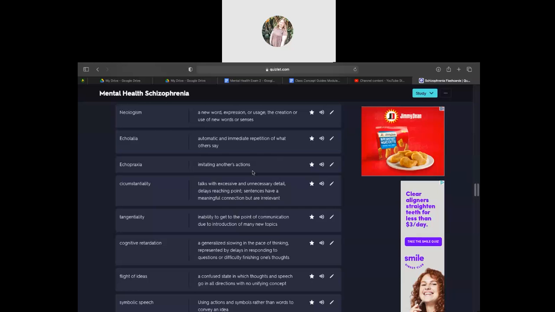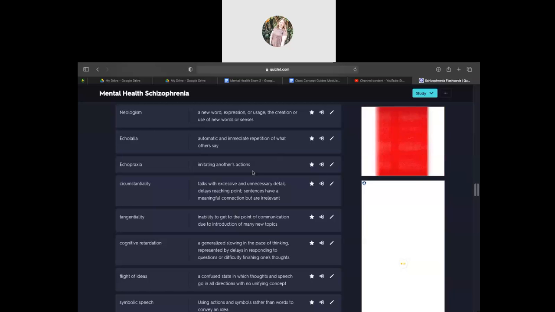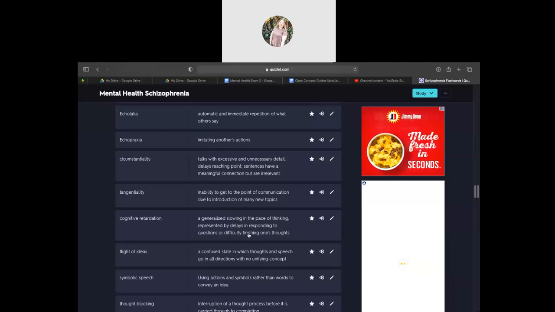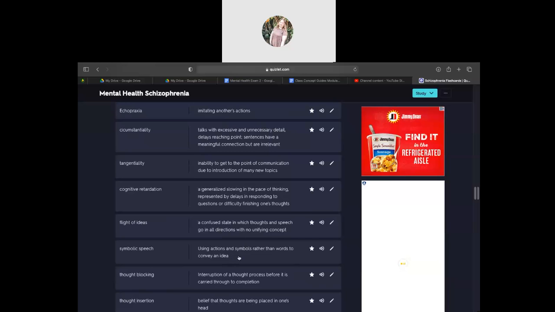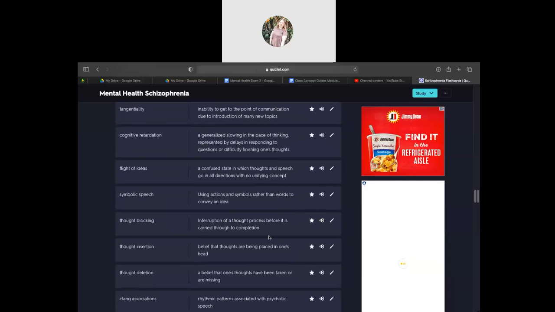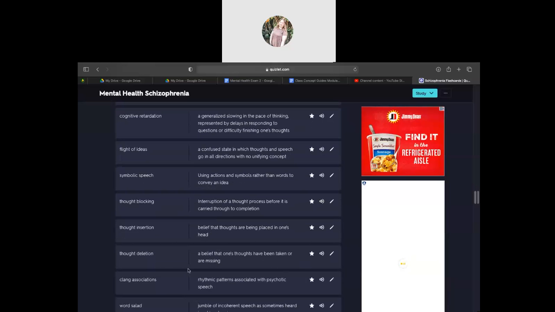Circumstantiality, again, is talking with excessive detail. There's a connection, but the details are irrelevant. Tangentiality is when they can't get to the point of reference or communication because there are too many topics at hand. They go off on tangents. Cognitive retardation is when they have a slowed pace in thinking. Symbolic speech is that they use symbols and words to convey an idea. Blocking is that they interrupt a thought process before it's completed. Thought insertion is when they believe that somebody is placing thoughts in their head. Thought deletion is when they feel those thoughts have been taken out.